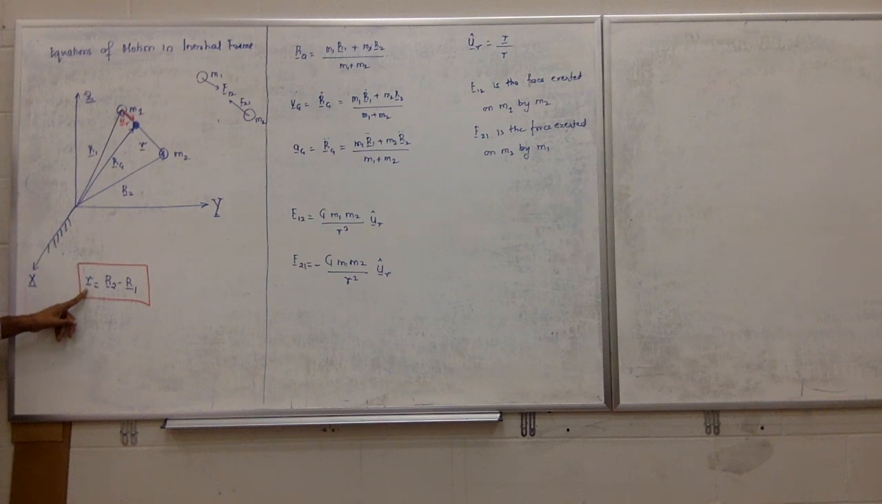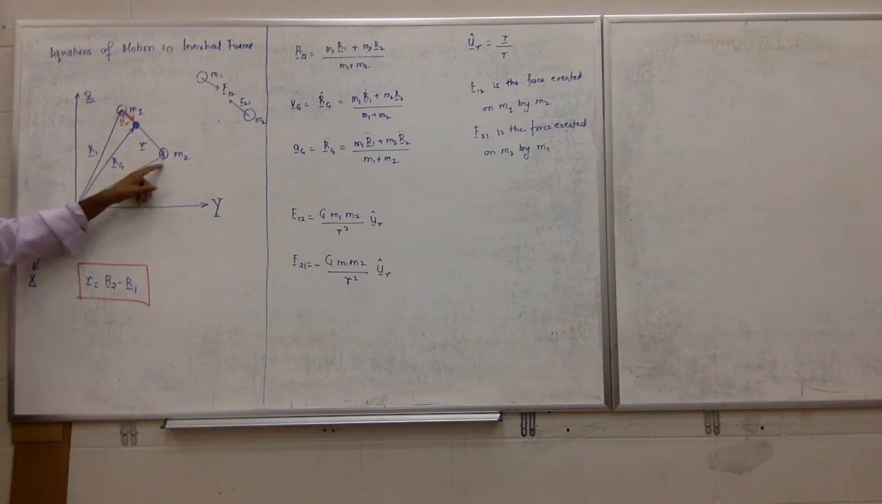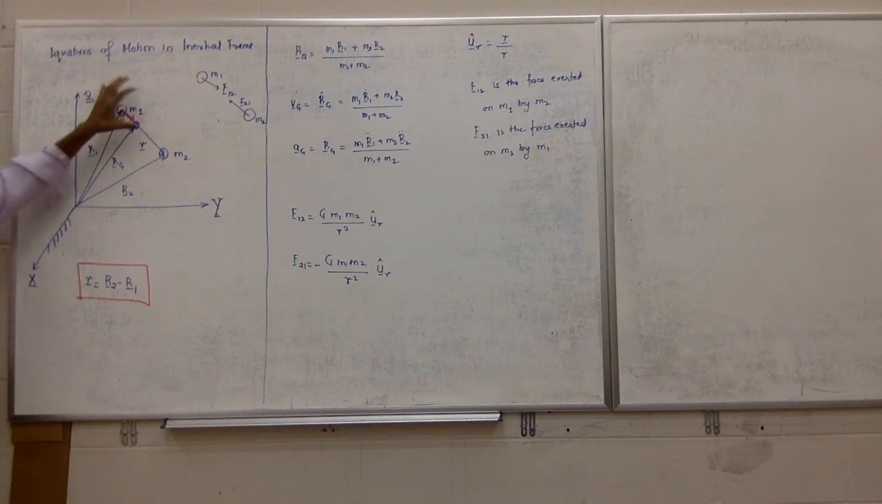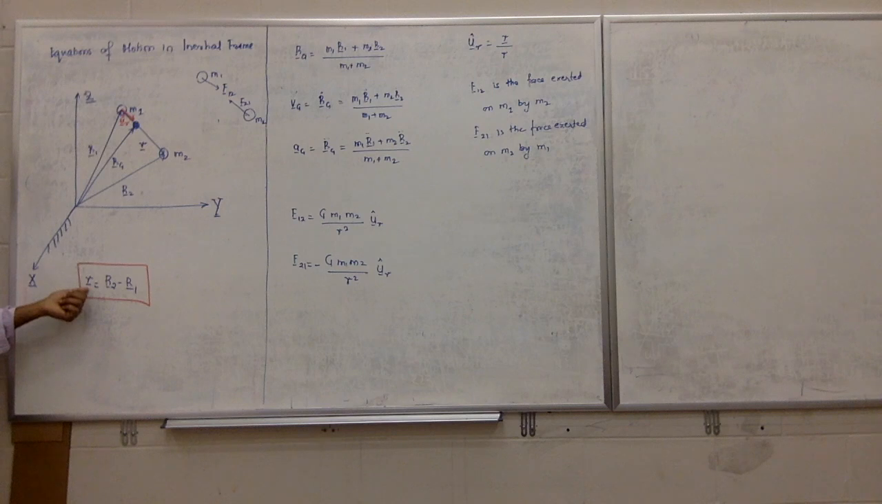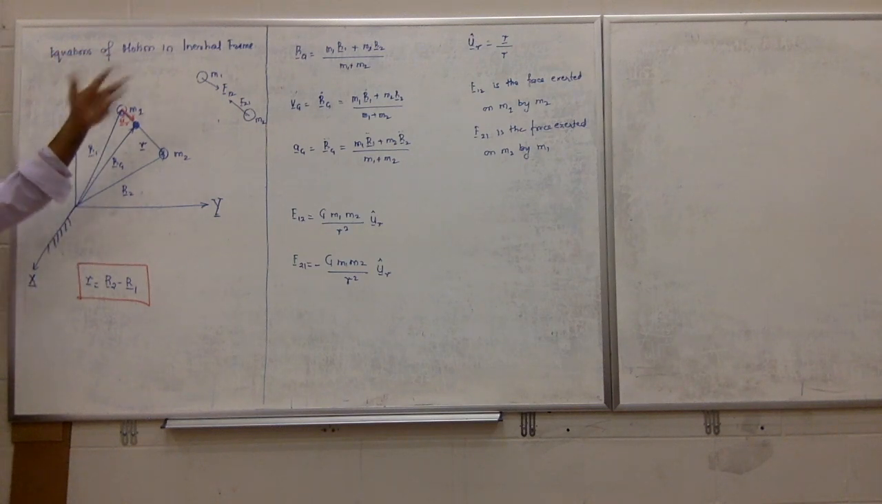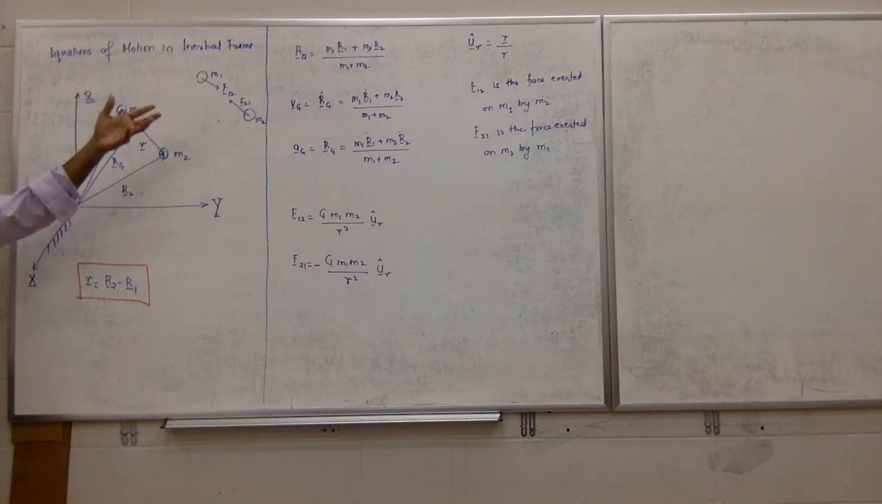Is that what you are interested in? R is the relative position of 2 with respect to 1. Relative position of this with respect to this. If this is your Earth, Sun, Moon, this would be the orbiting body. Once you know the position, you know the velocity and acceleration, if you just take the derivative. Does that make sense?